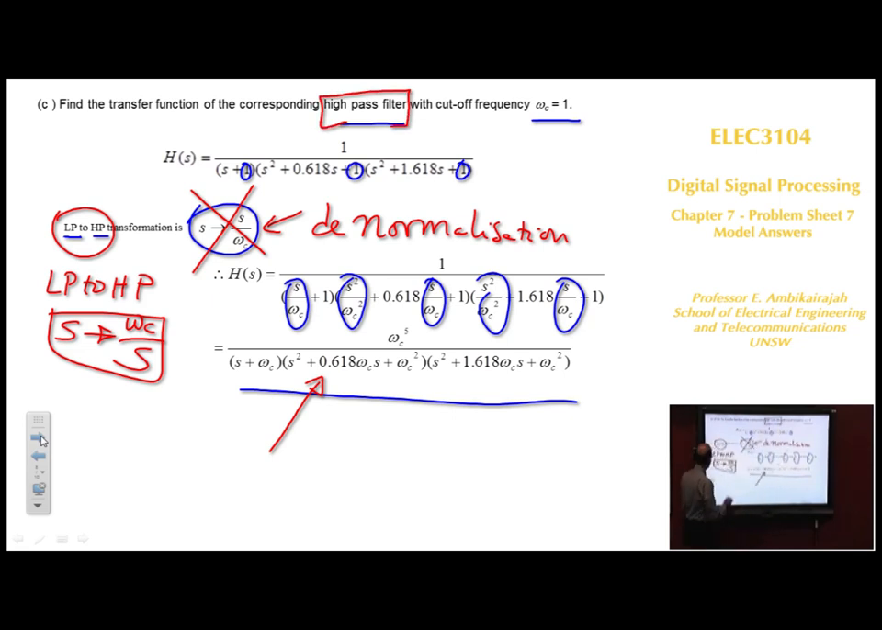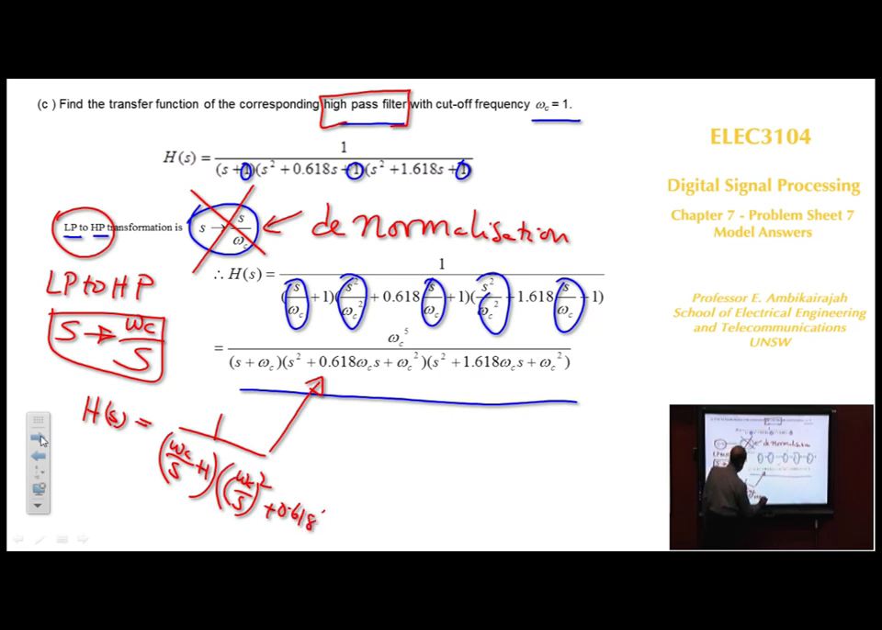So if you really want a high pass filter, wherever S is here, you go back here, H(S) equals 1 over, S should be replaced by omega C over S, plus 1, first one, times omega C over S whole squared plus 6.618 omega C over S plus 1. So that's your first one, and similarly the next one, and that will then bring you S squared on the top, or S to the 5 on the top, and that then becomes a high pass filter. There must be an error in this question, whether it's a denormalization or a high pass filter.